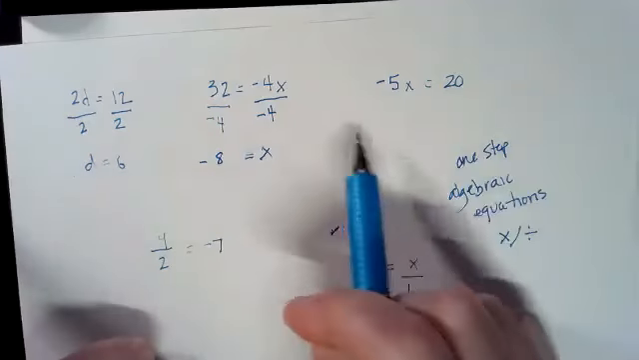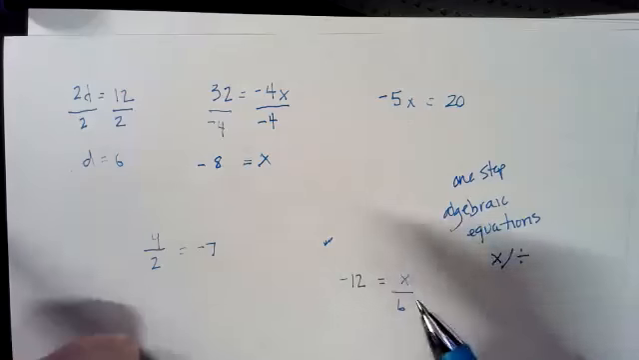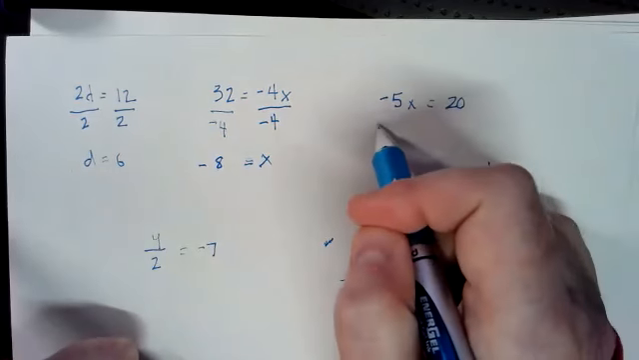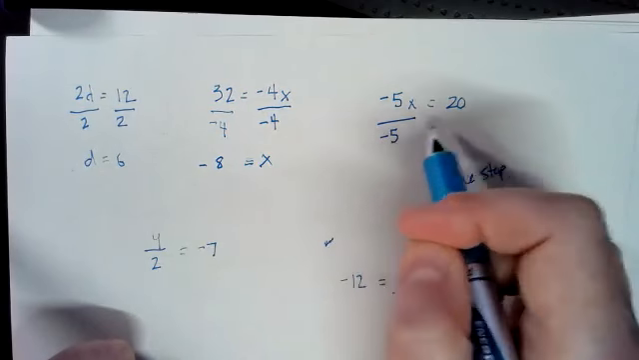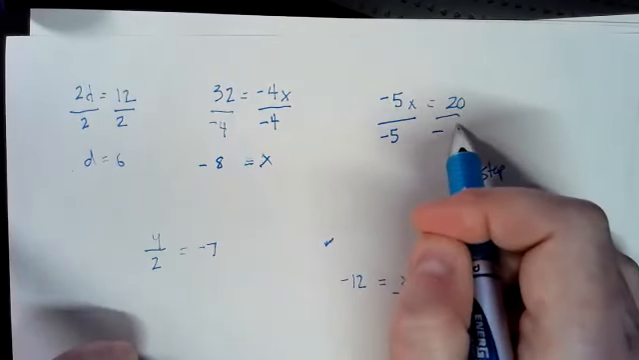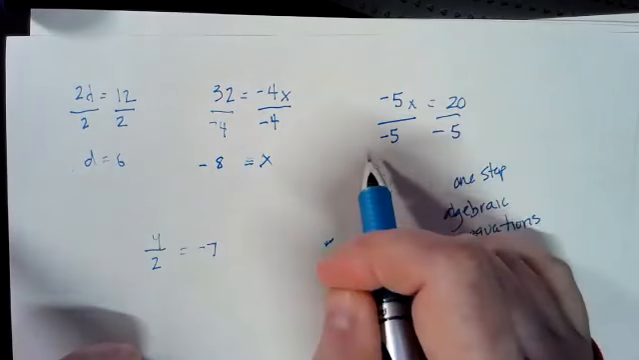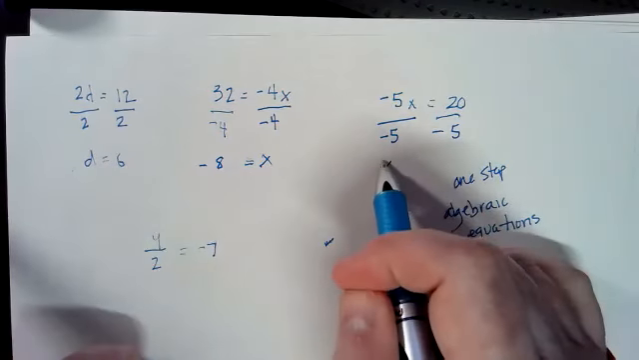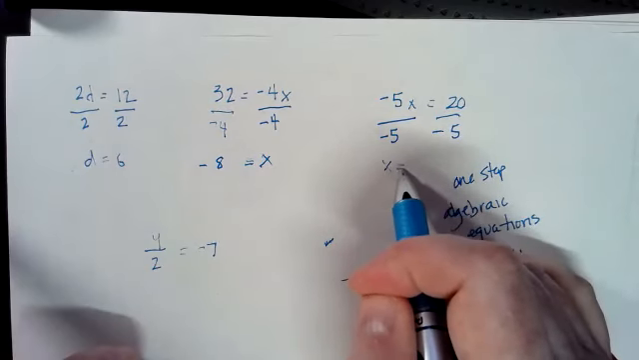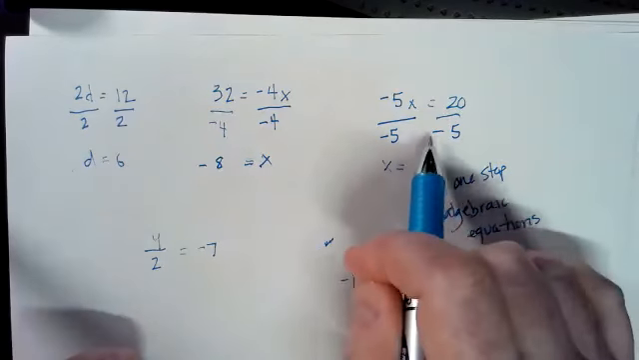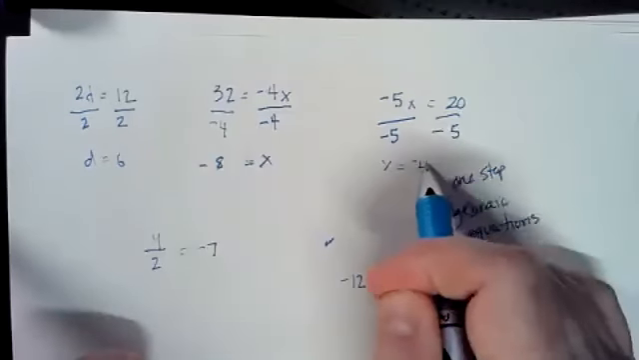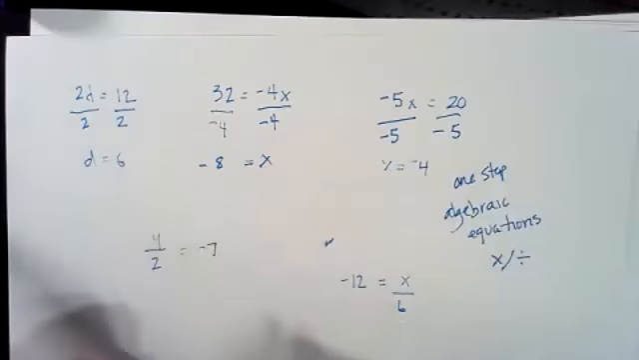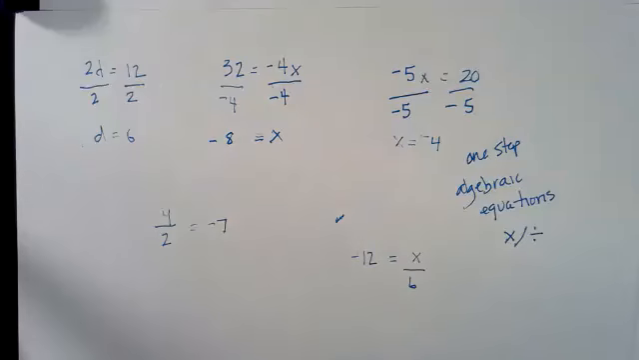All right, let's try -5x equals 20. We're going to separate -5 from x. So we're going to divide out -5. The 5s are gone. That leaves us with x. 20 divided by -5. Good guy leaves town, bad for town, -4. X equals -4.